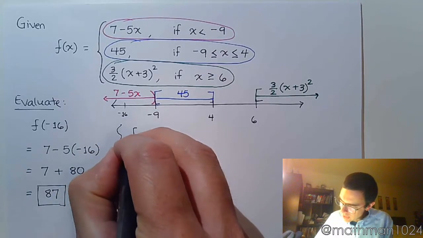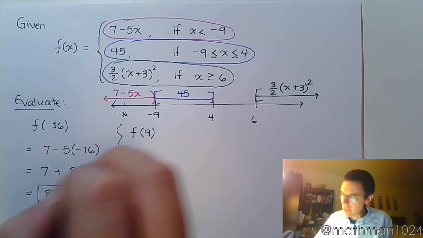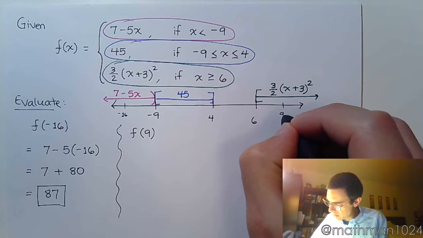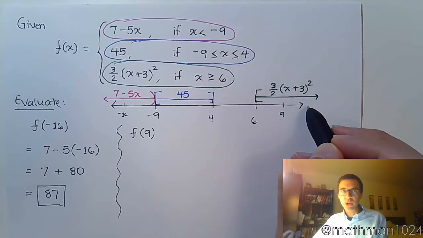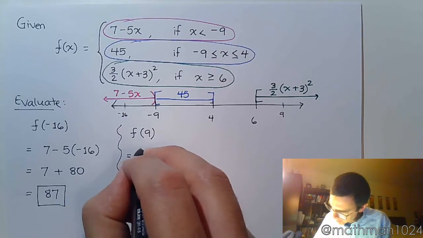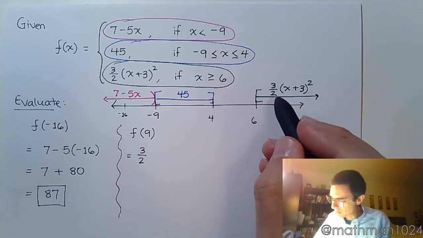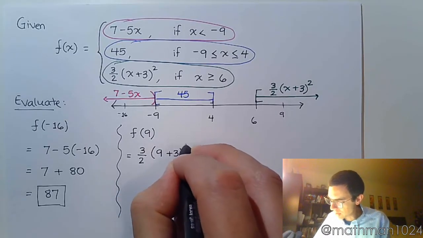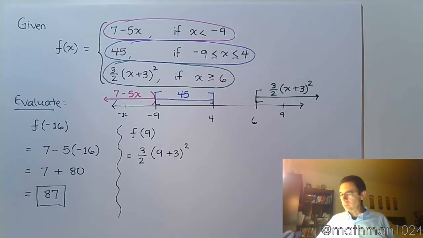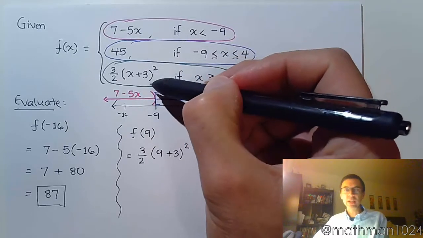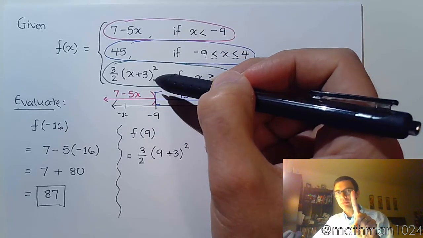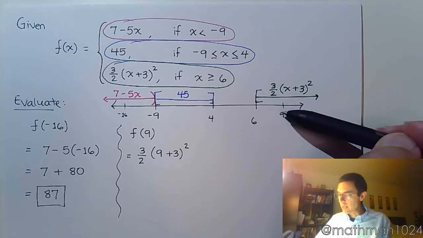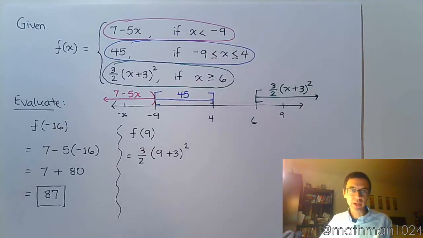If I ask you to do f of 9, well, where is 9? Well, 9 is all the way over here, and you see that it falls under this green expression. So to evaluate this, I plug it into that green expression. So 3/2, replace the x with 9. So 9 plus 3, quantity squared. And I'm just going to work it out. I'm not plugging 9 into all of these because it doesn't work that way. You have one input, you get one output. So you have to make sure you plug it into the corresponding expression. 9 falls under the green umbrella, so it goes into that green expression.